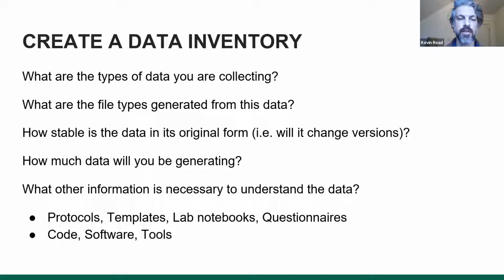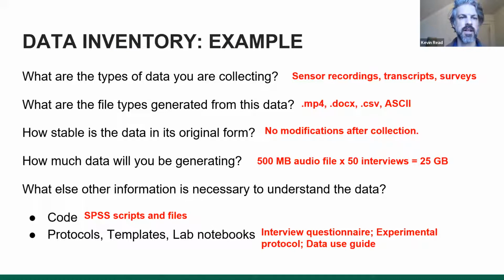And then finally, this gets to the idea of documentation. What other information would be necessary to understand your data? So is that protocols, templates, survey instruments, questionnaires, your interview guide, code, software, or tools? All of these things are going to help make your research data more understandable overall. This is just an example of a really simple way that you could build a data inventory. But again, it's going to give you that full picture of all the different elements that make up your research process, so you can make sure where you have gaps and what you need more clarity on as you work through this process.